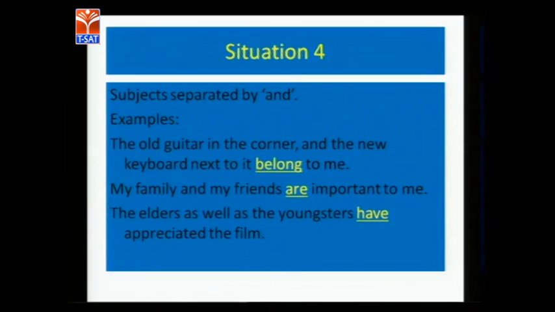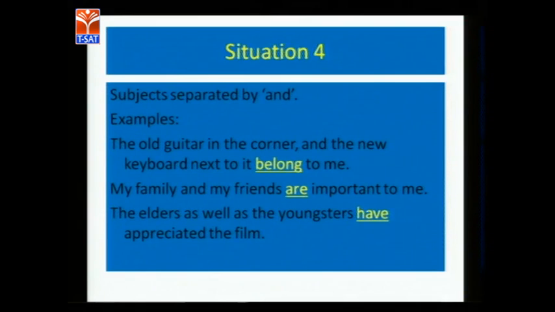All right. Now let us look at the fourth kind of situation where in a sentence there are more than one subject. Is that possible? Yes, very much so. It is very possible. So let us look at the sentences.